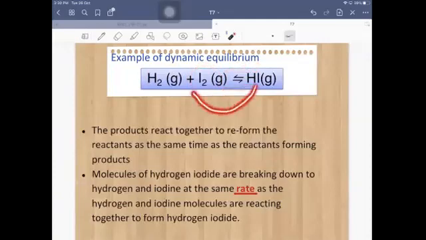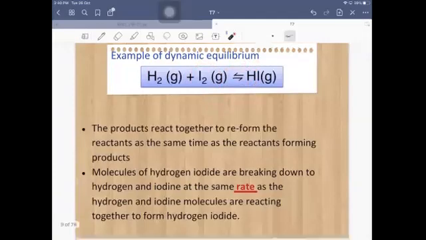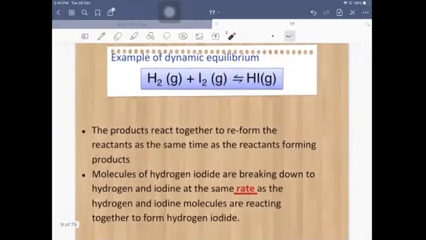So hydrogen iodide will break down into hydrogen and iodine molecules, right? Sometimes we say the word reforming the reactants, okay? The products react together. In this case, there's only one product, okay? But the key word is reforming the reactants at the same time as the reactants forming products. So that's the criteria of a dynamic equilibrium. Forward rate equals backward rate. Okay, so that's the mention of same rate.